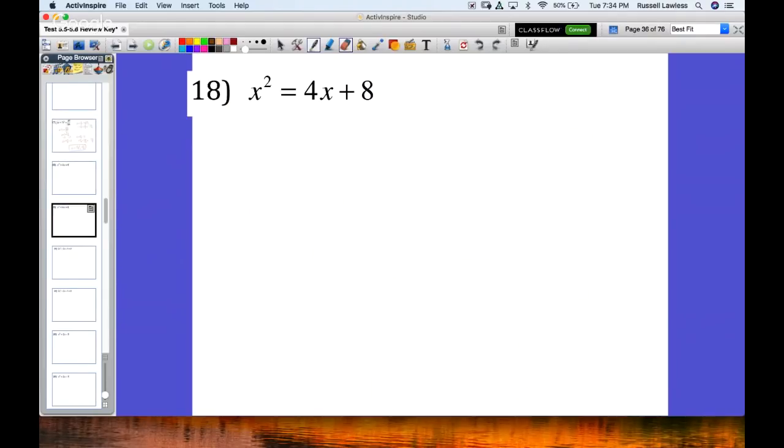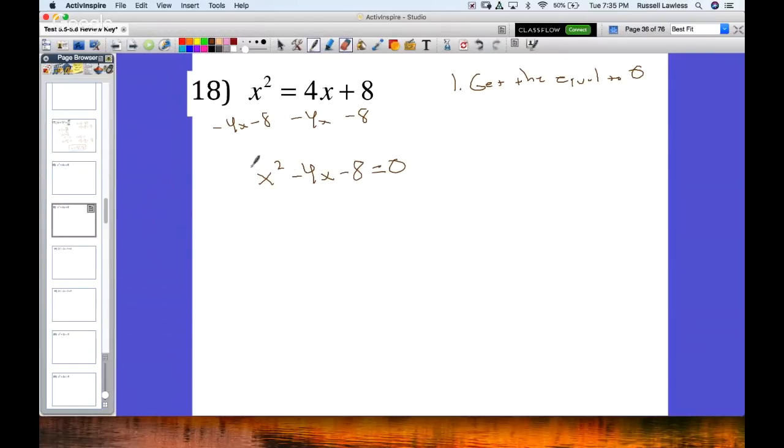Looking here at 18, we're going to solve by graphing by using a calculator. Now I'm going to show you, this is the recap for the calculator. The first thing that you got to do, step 1, is get the equation equal to 0. So how do we do that? Subtract 4x on both sides and 8. The reason I do that is I just like having a positive x squared.